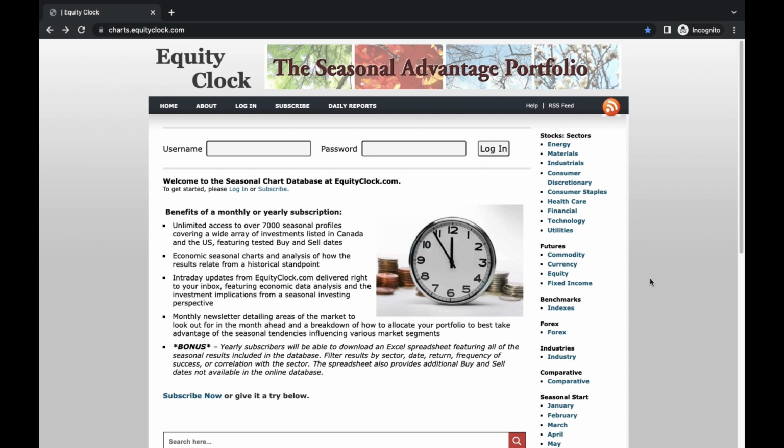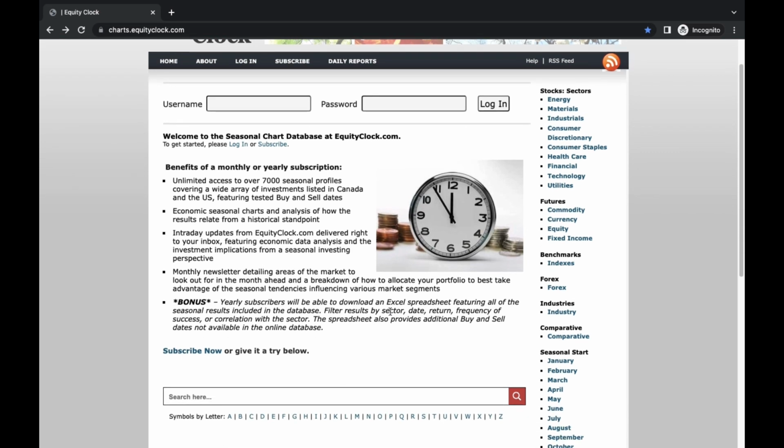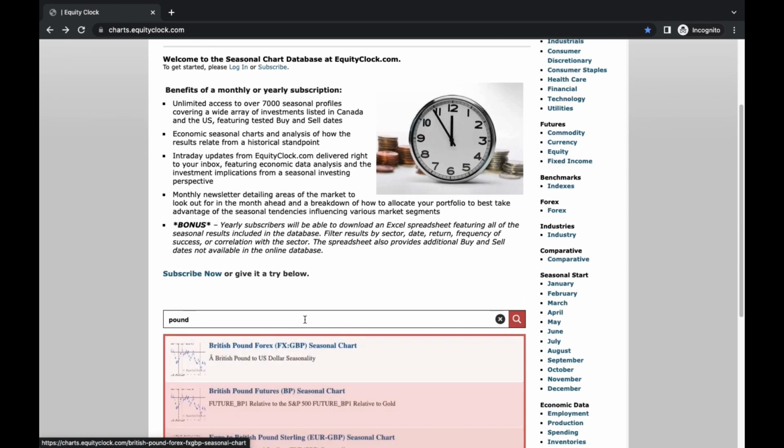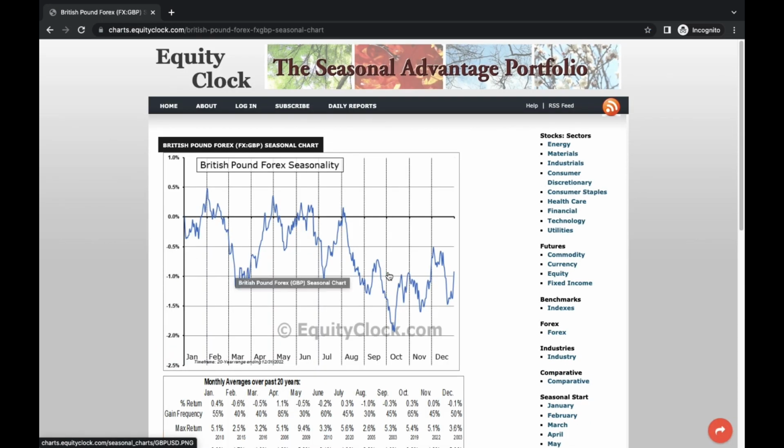Now, this is chartequityclock.com. No, I am not paid to go on this website and show it to you. I don't even subscribe to their services, but I do use their services for free. How I work around it, because you do have to pay after a certain time, they will block you from seeing the charts: just go incognito and you'll be able to see whatever charts you want to look at. So I type in a keyword, pound. So I'm looking for British pound, FX, dollar currency. And we can see the seasonal chart.